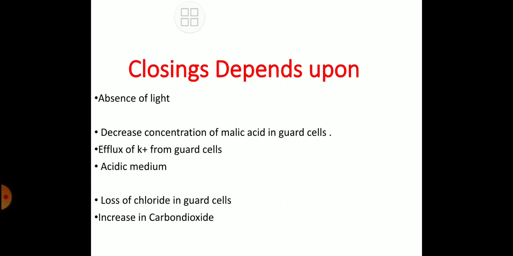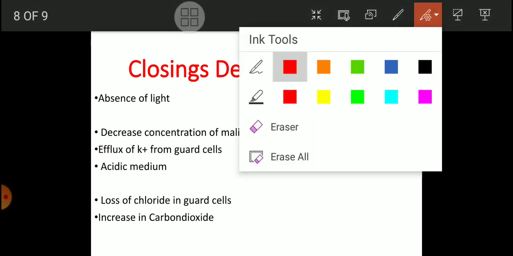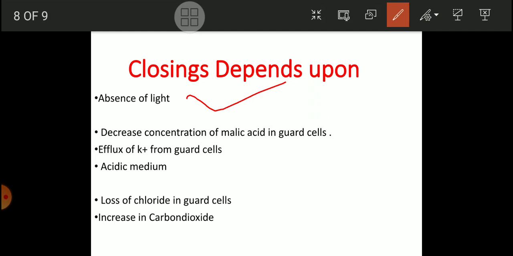In the case of closing, definitely we will find different things. Closing depends upon the absence of light. Again, there is a decrease in the concentration of malic acid in the guard cell. Whenever there is a decrease in malic acid in the guard cell, the pH decreases. Again, efflux of K+ takes place, so the K+ which was absorbed by the guard cell comes out of it, and there is an acidic medium.